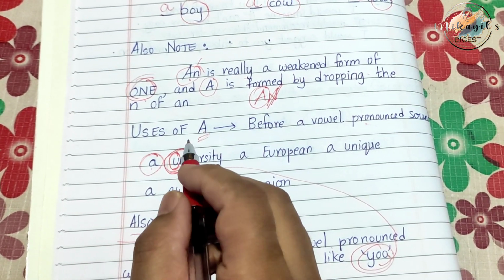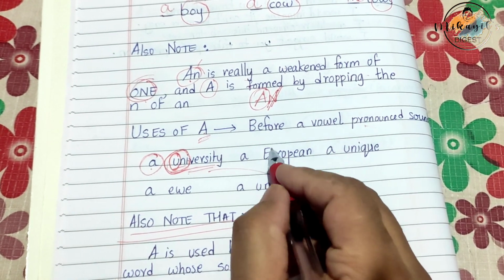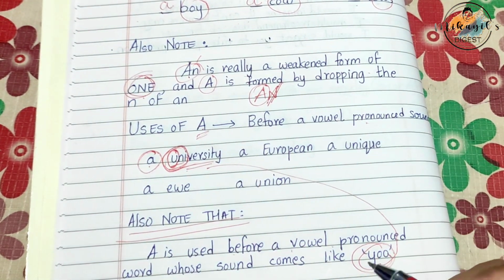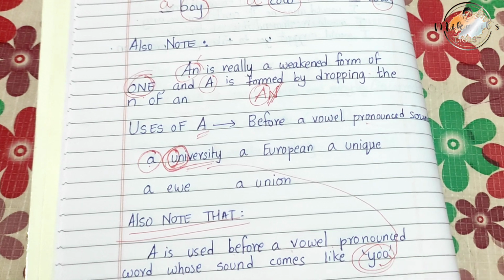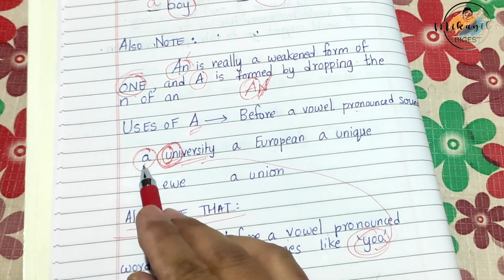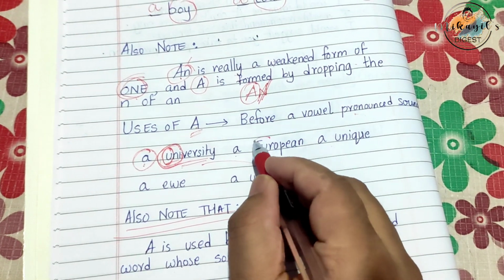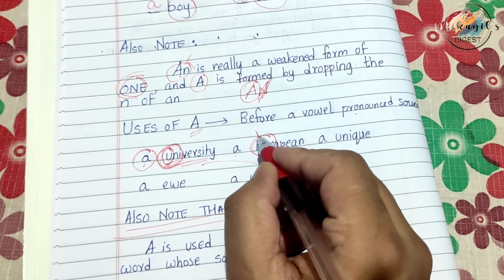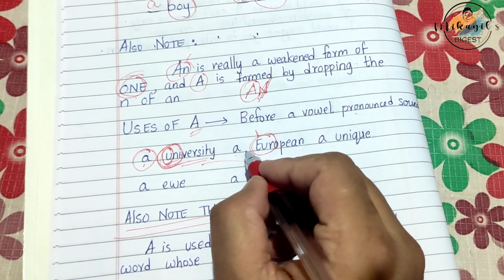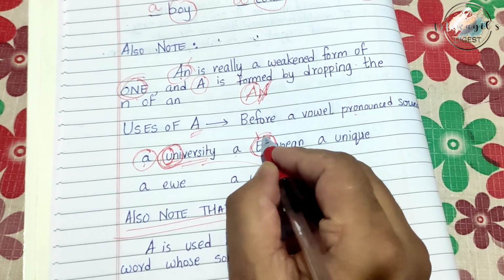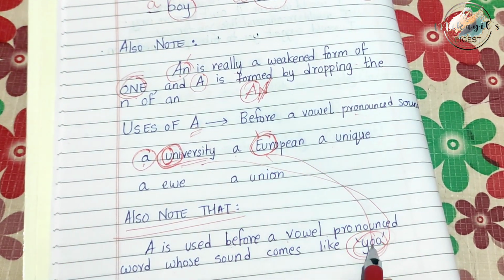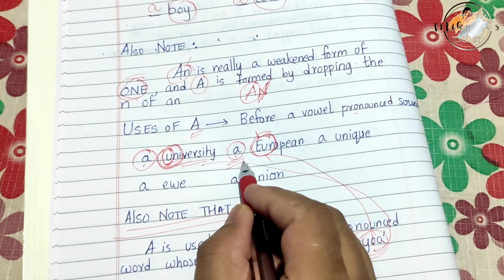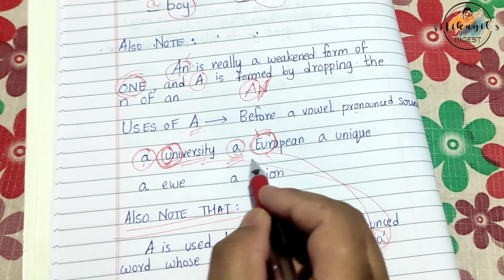We cannot use an here. Generally, the rule says that if there is a vowel, we need to add an in front of it. But here, the rule says that if the vowel sound comes like yo, then you need to add a in front of it. For example, European. There is an e here, which is a vowel, so accordingly we would add an, but because the sound is yo, we cannot add an. We need to add a, so we say a European. We cannot say an European.